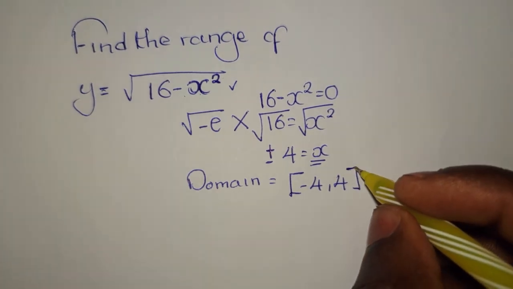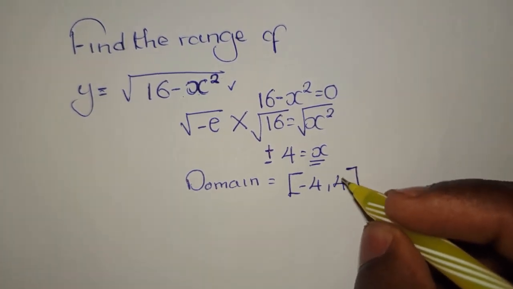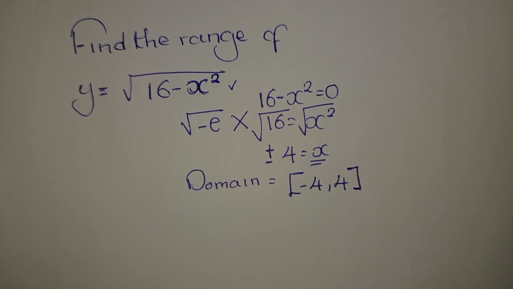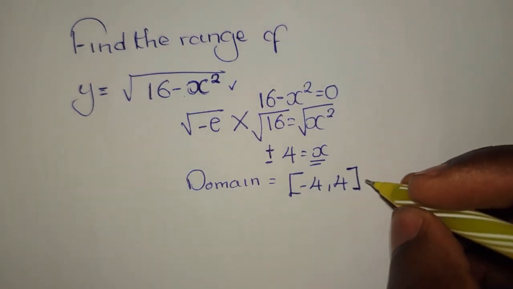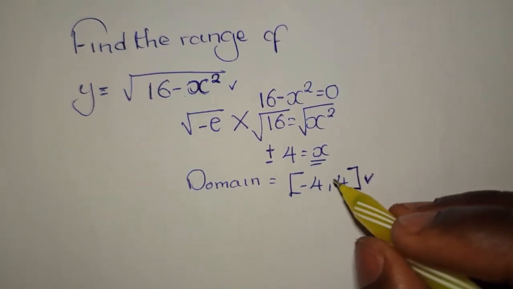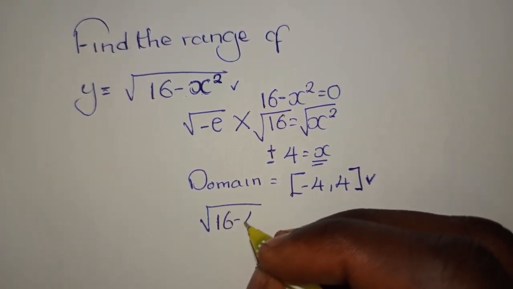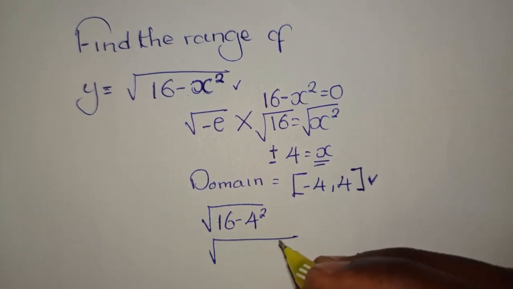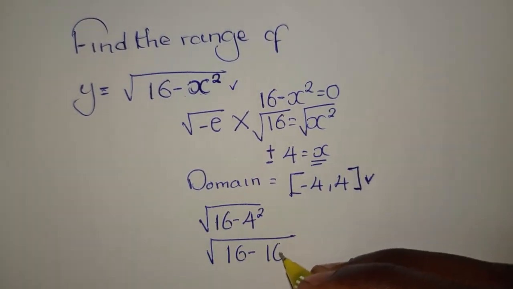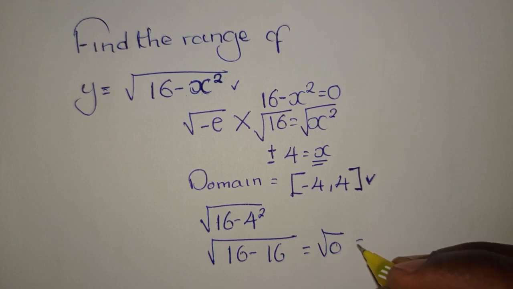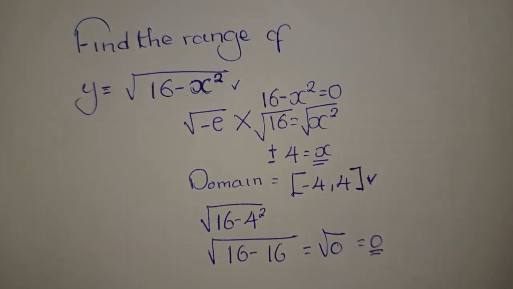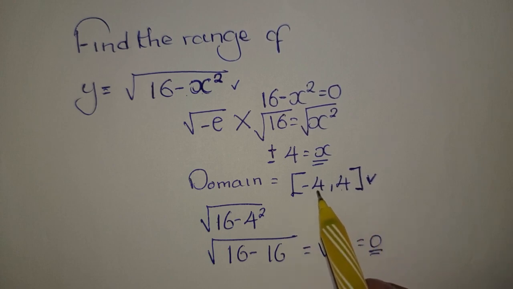Remember, these are closed intervals, which means this 4 and negative 4 are included in my domain. But remember, when you had to input one of these 4s, you got your result to be 0. So 0 was one of the lowest results you could get when you had to replace one of these values. Remember, no matter how much you replace, even negative 4, the result you get is still the same.